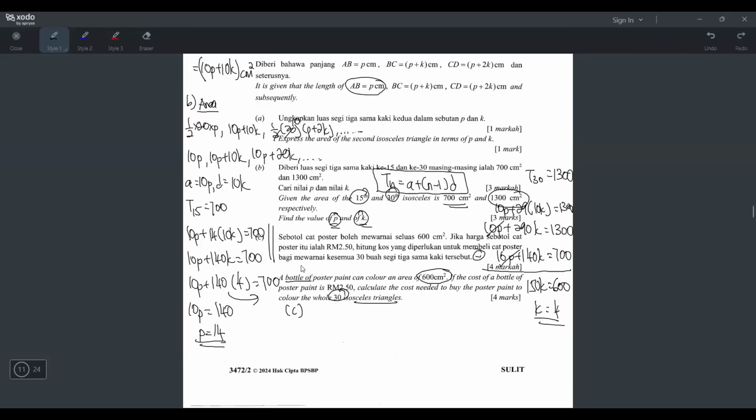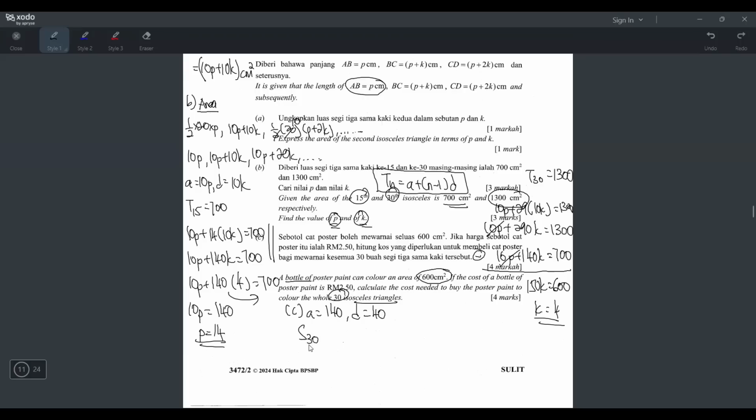So what I will do is I will use this progression. But this time you have your P and K already. So your first term a is 10P, but your P is 14 mah. So it'll be 140. Okay, 140. And then d is 10K, which is 10 times K. 10 times 4 is 40. And now you find S30.